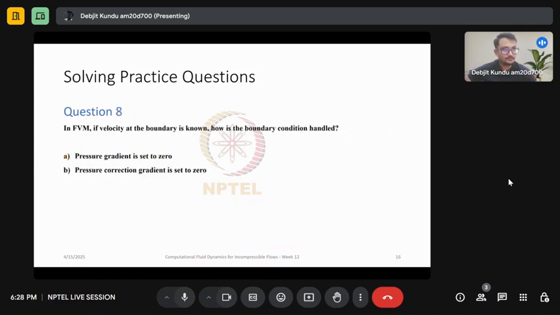Okay, so moving on to question number 8, which is asking us that in the finite volume method, if velocity at the boundary is known, that is, if it's a Dirichlet boundary condition for velocity, how is the boundary condition handled? Is it by option A, taking the pressure gradient to be zero, or by option B, taking the pressure correction gradient to be set to zero?